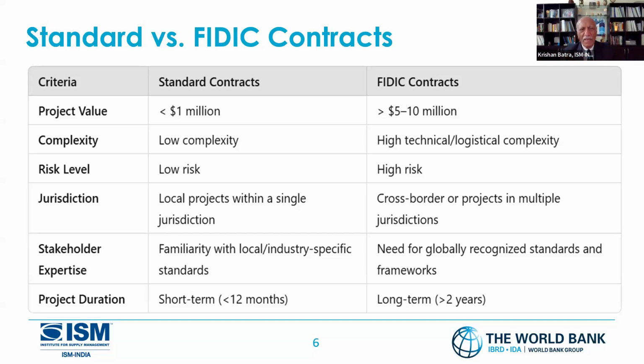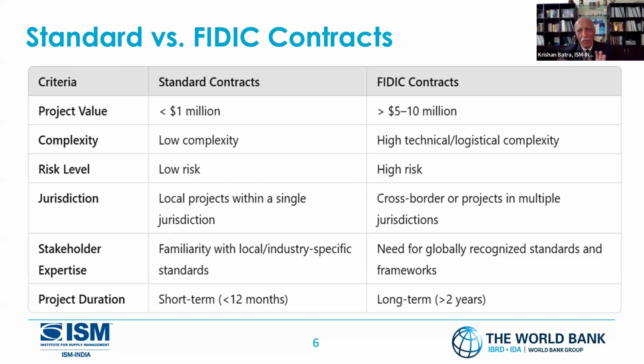So project values less than $1 million, it's a rough estimate, but if it's very complex, it could be even 500,000. So something like that. The FIDIC is $5 to $10 million. If complexities are low, then yes, we go with the standard contract. If there are high technical, logistical complexities, you're creating a tunnel, complexity is too much, you need a very well-defined standard. You're doing a highway, long highways, and this certainly has complexities. Low risk, high risk. So wherever you have a high risk, then you go with the FIDIC contract. The clarity in the clauses is very high.